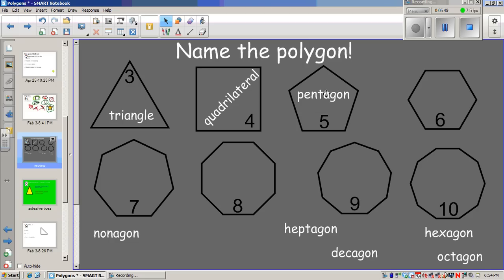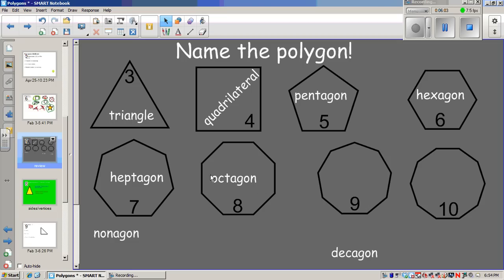This five-sided figure is a pentagon. The six-sided figure is a hexagon. The seven-sided figure is a heptagon. And an eight-sided figure is an octagon, a nine-sided figure is a nonagon, and a 10-sided figure is a decagon.